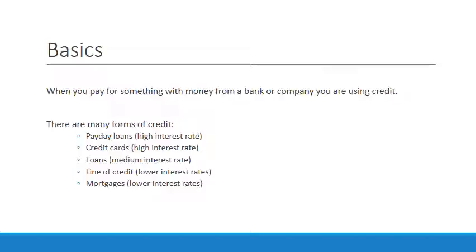When you pay for something with money from a bank or company, you are using credit. Another way of saying that, when you're paying for something by not using your own money, you're using credit. There are many forms of credit. There are payday loans, which have high interest rates. There are credit cards, which also have high interest rates. There are loans and lines of credit, which have medium to lower interest rates. And there's mortgages, which right now have very low interest rates, but in the past they've had high interest rates.